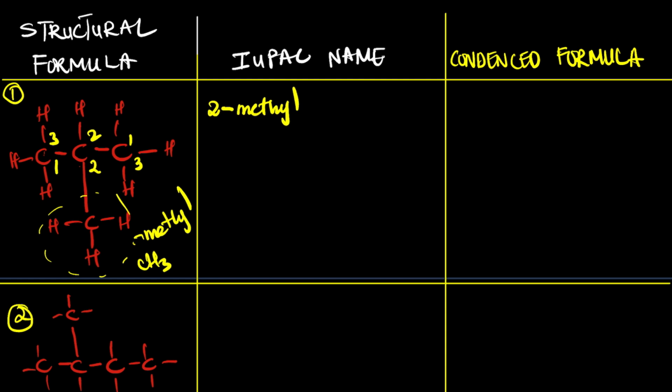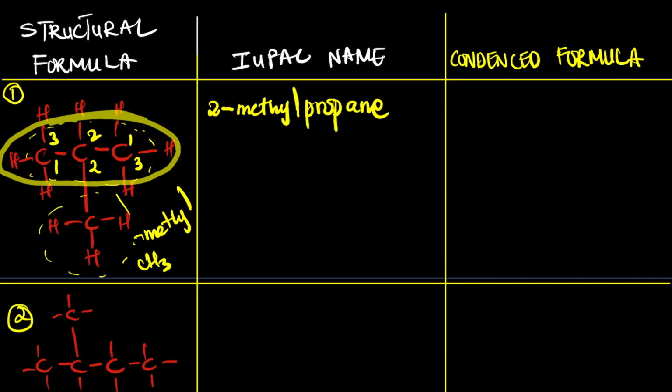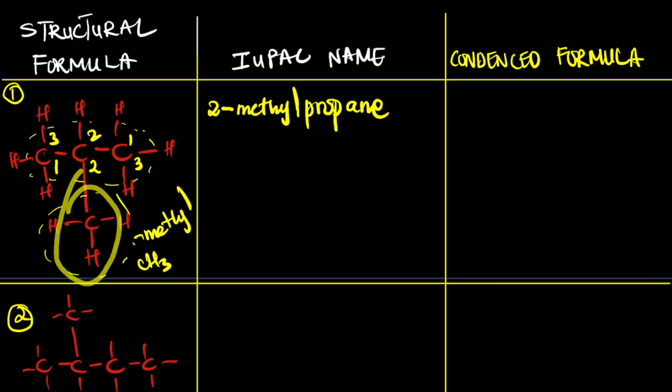And the parent here has 3 carbons, so it's going to be propane. It's 2-methylpropane. It must be one word, no gap in between. So the name of this is 2-methylpropane, because this is propane, but it has the methyl, which is the branch.